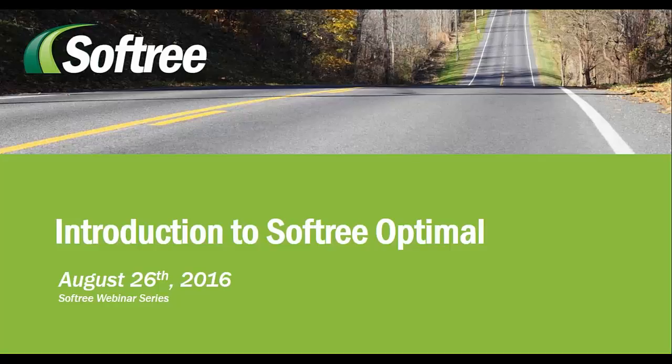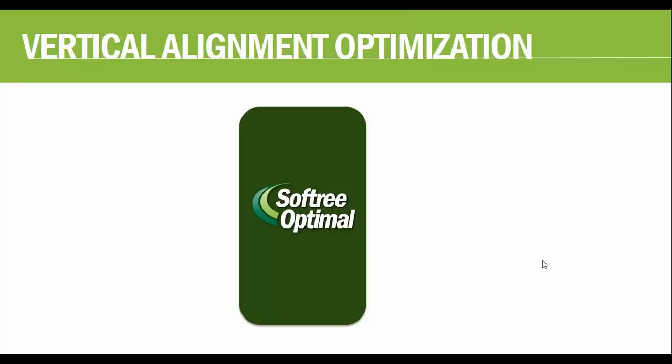Now, today, we're going to be taking a look, not too deep, at our Softree Optimal software. So whether you're a current Optimal user or just checking out what it is, this webinar is going to give you a pretty solid introduction to what the software is capable of doing. Vertical alignment optimization really is the mathematical process of minimizing earthwork and haulage costs given the constraints and costs that a user has defined, and it's capable of outputting the lowest cost vertical alignment.